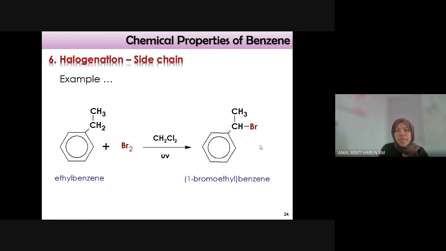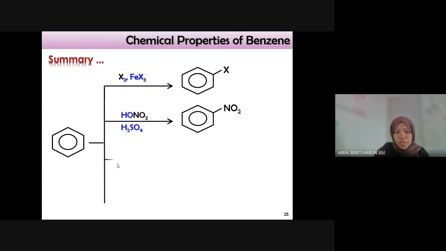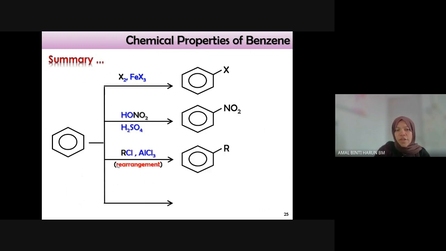benzene. Okay, so benzene ada 4 reaction. Ini contoh yang samalah, free radical substitution. We can summarize, there are 4 reactions that occur straight away to the benzene ring. The first one is the halogenation. Number 2 is nitration. Number 3 is Friedel-Crafts alkylation. First one is halogenation, where halogen is attached to the benzene ring. Nitration is NO2 attached to the benzene ring.